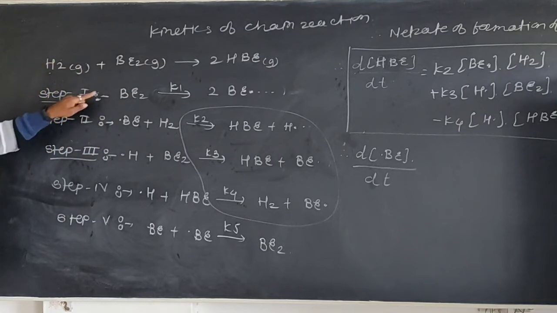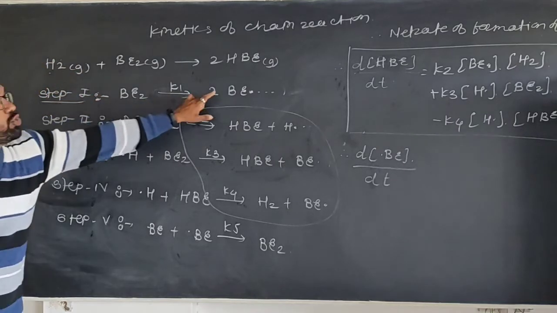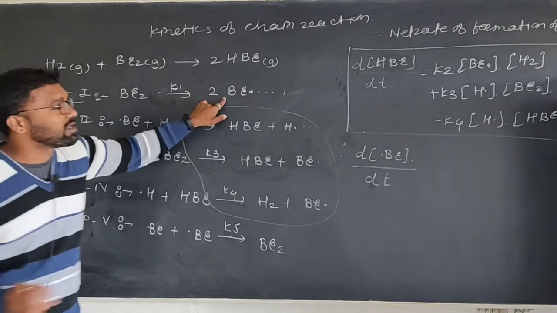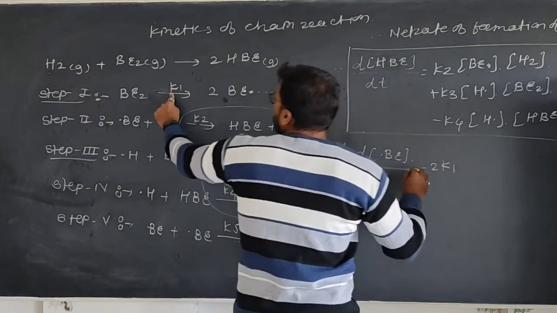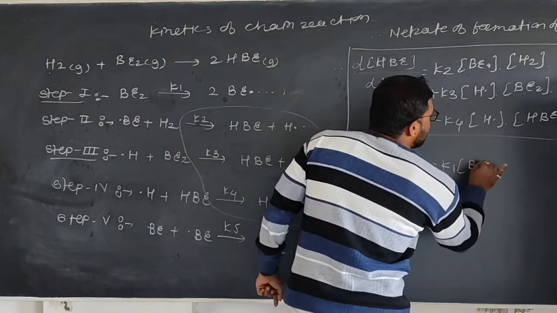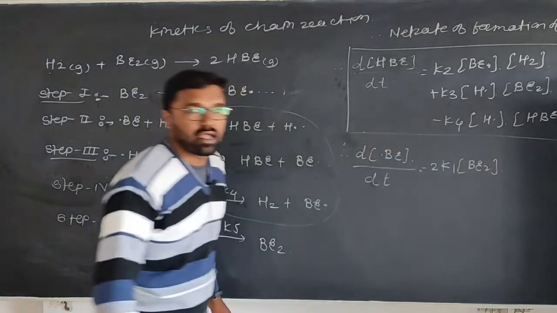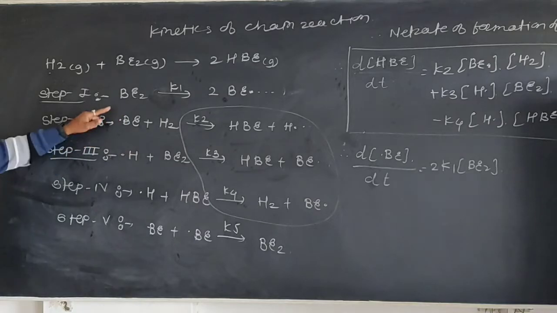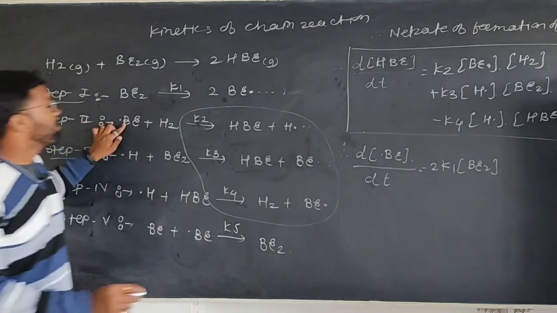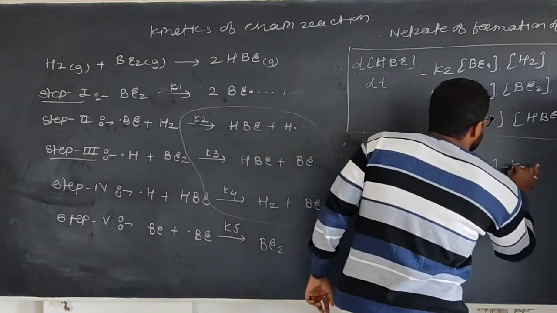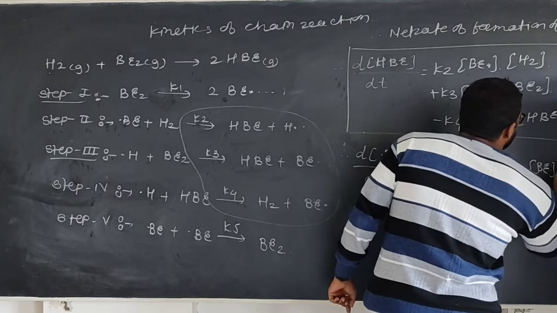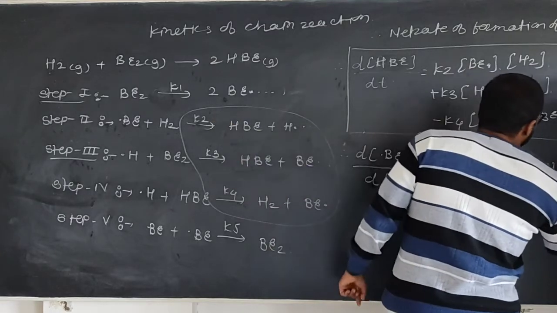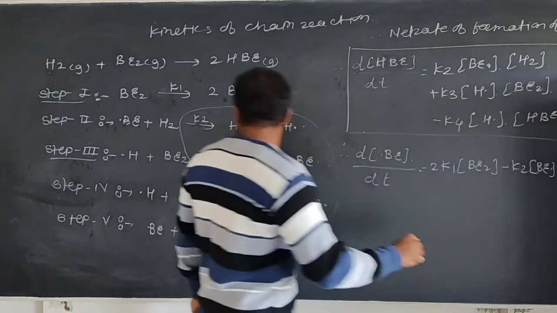In the first step of the mechanism, that is the initiation step, two bromine free radicals are formed, therefore the rate is equal to 2 into K1, the rate constant, into the concentration of bromine. Now, in the second step, the bromine free radical is consumed, therefore minus K2 into Br into H2.